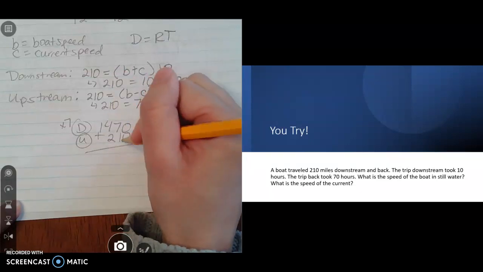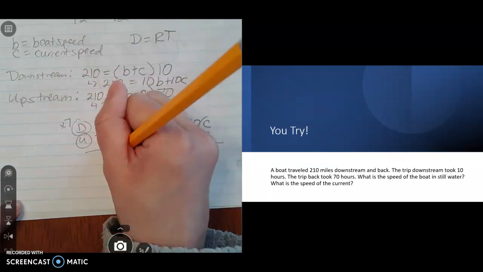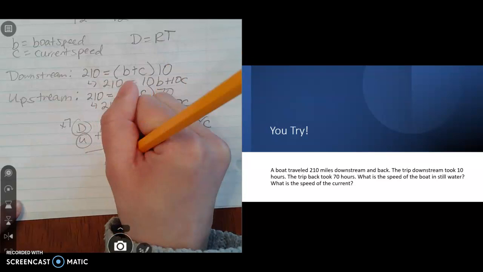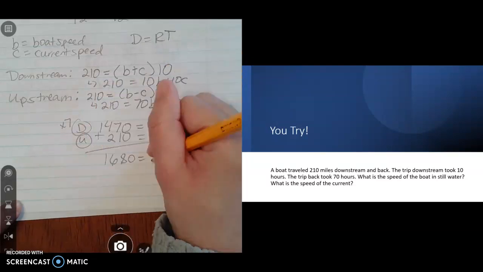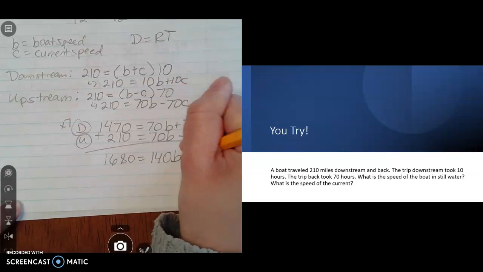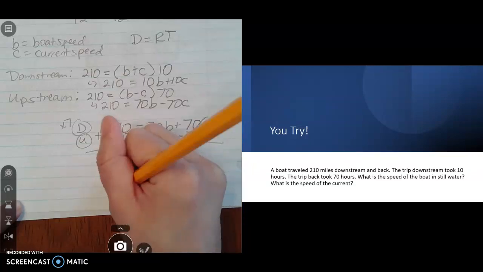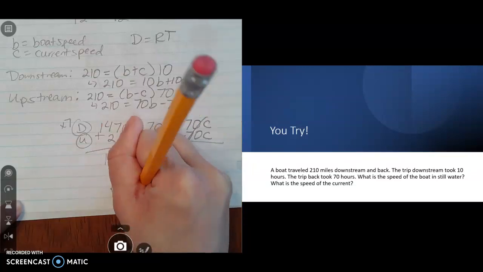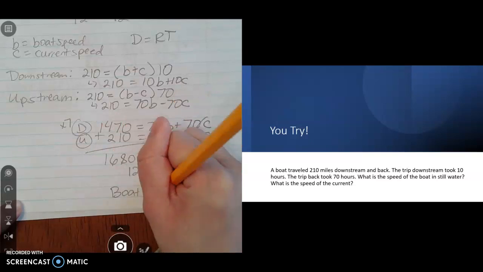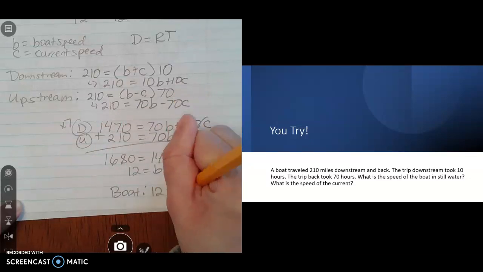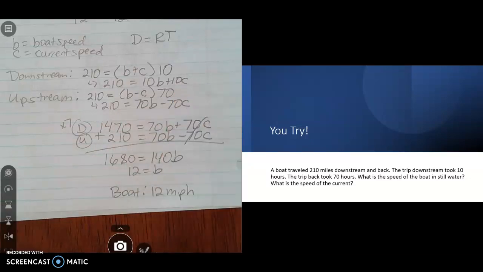1,470 plus 210 equals 1,680. 70B plus 70B is 140B. If I divide both sides by 140, I get 12 equals B. And that means that my boat is traveling at 12 miles per hour if it was in still water and wasn't affected by the current.